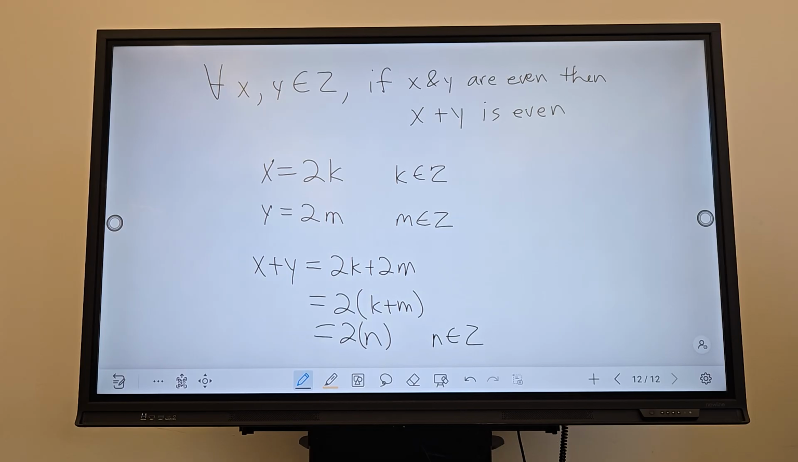Then ask yourself, what conclusion do you need to show in order to complete the proof? x plus y is even. Since both involve the term even integer, you must use the definition of this term, and thus you must know what it means for an integer to be even.